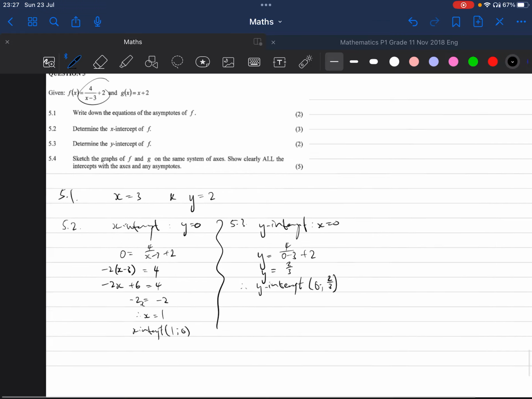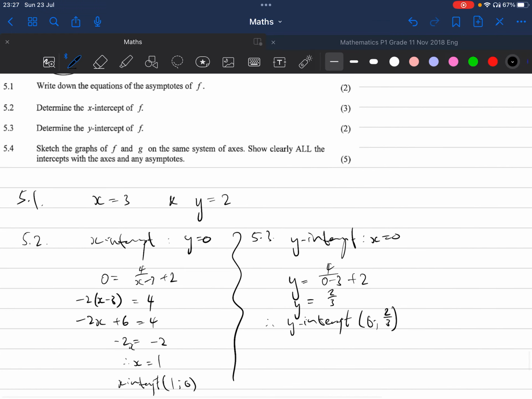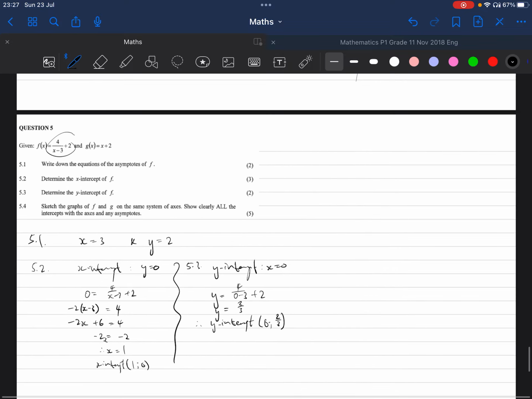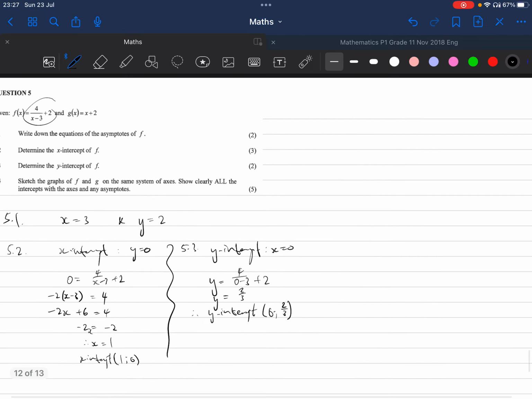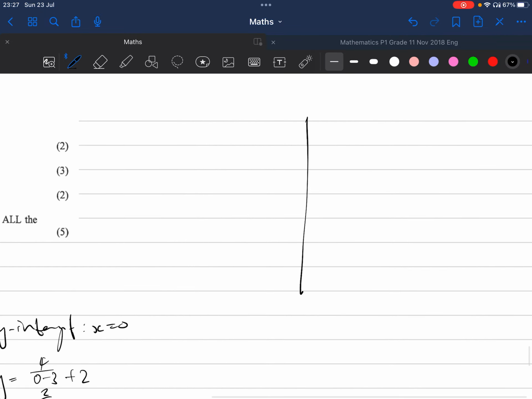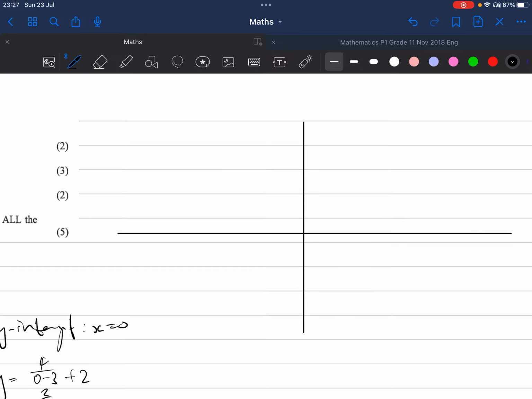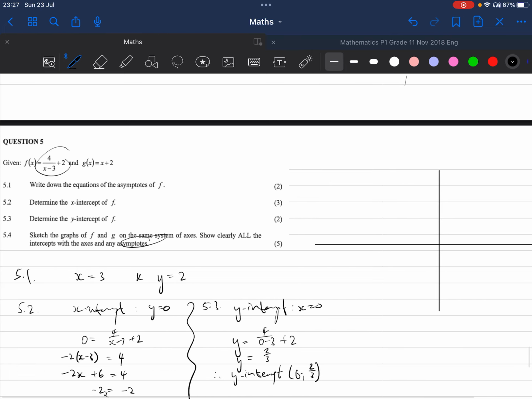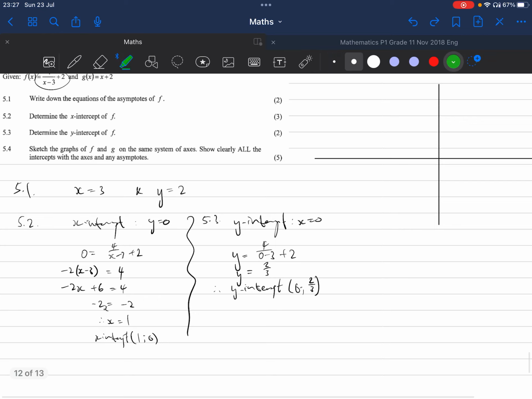Okay, let's look at 5.4 now. It says sketch the graphs of f and g on the same system of axes. Show clearly all the intercepts with the axes and any asymptotes. So let's first draw our set of axes. And now the next thing to do is the asymptotes. We have the equations of our asymptotes over here, so we'll just draw that in now.